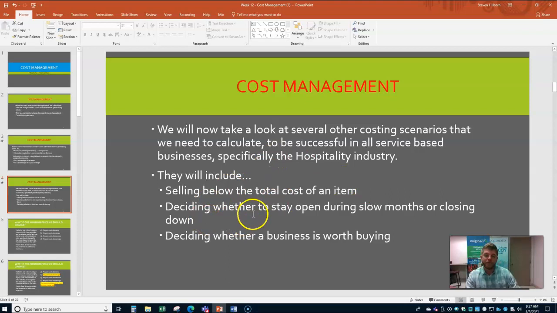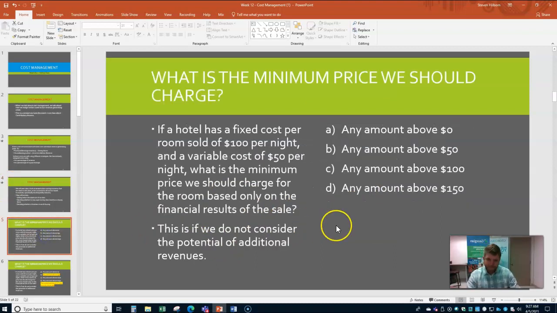We also want to look at whether to stay open during slow months or closing months, and I have some other stuff about whether a business is worth buying or not. So what is the minimum price we should charge? So this is kind of some minimum pricing, different questions.